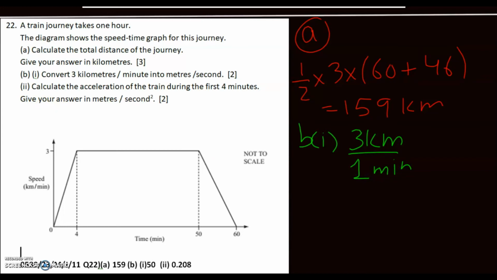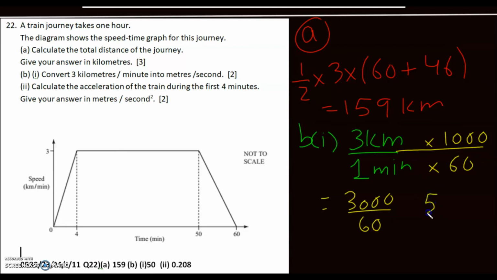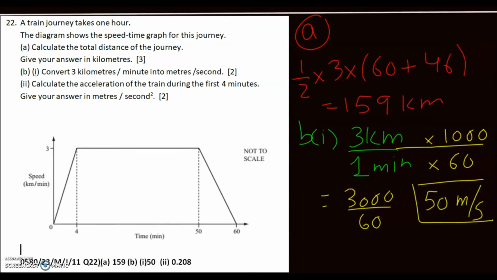So to change this into meters per second, this will have to be multiplied with 1000, and the denominator will have to be multiplied with, what are we changing into? Kilometers per minute into meters per second. So this will be times 60. So we get 3000 upon 60. What do we get? We get 50 meters per second.